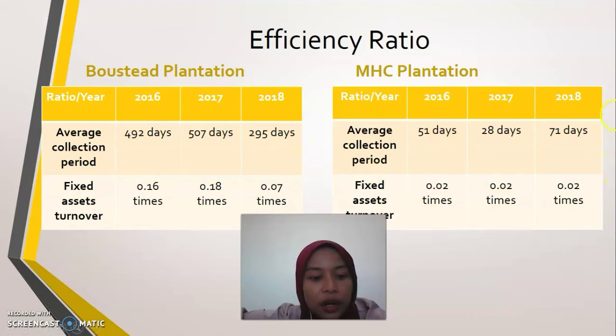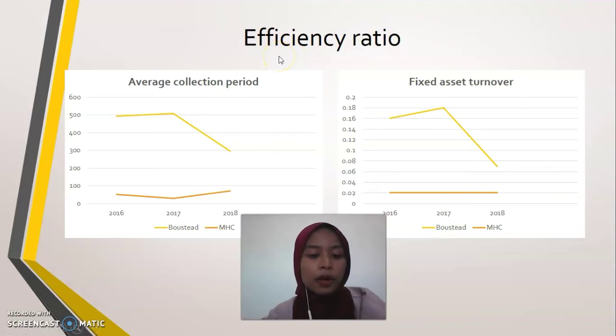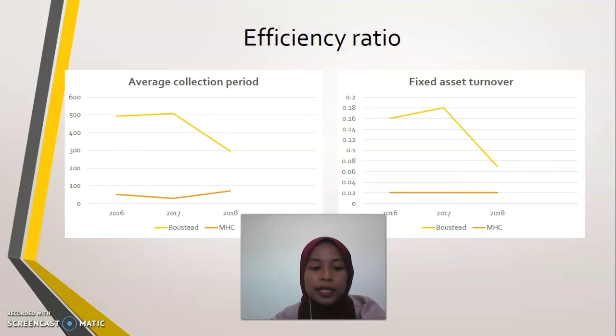So the average collection period for Boston in 2017 is higher compared to 2016. It means that clients of Boston take more days in 2017 compared to 2016 to pay their debt, which is troublesome. In 2018, the average collection period decreased, which indicates that Boston takes less time to collect debt from their receivables. The fewer the days, the more efficient the company is in managing their receivables.